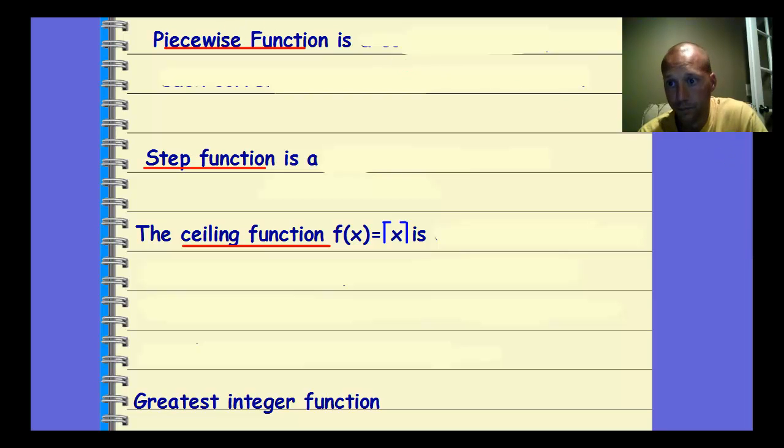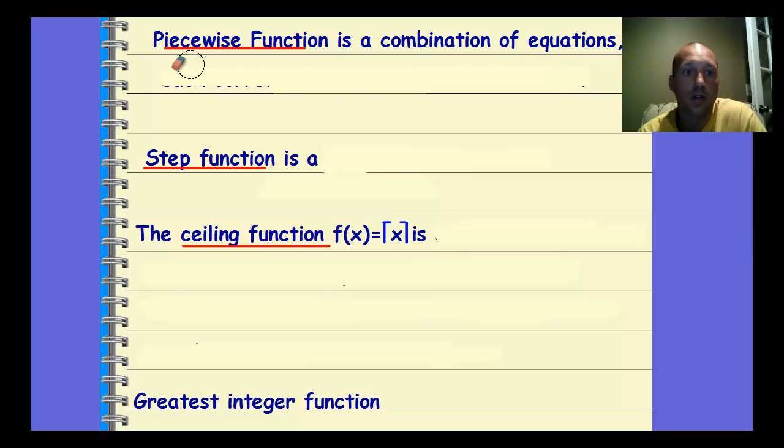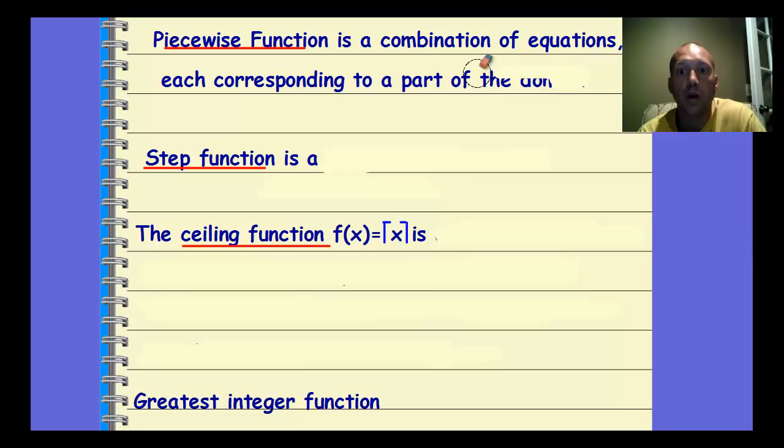A piecewise function is a combination of equations, each corresponding to a part of the domain. So your domain tells you what part to graph. So it's more than one equation for one situation. That's another way of saying that.